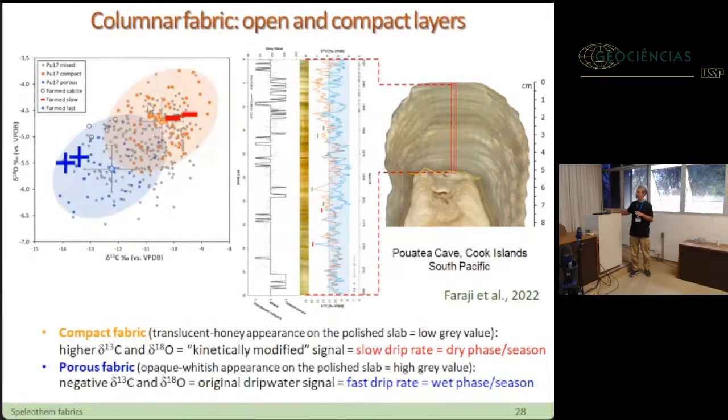So these blue and red ovals are the average area of the two end member fabrics: the compact fabric here in blue and the open fabric in red. So this distinction is the bread and butter of speleothem fabric. You can use it, of course you have to test it, but it's really the very basic start. And as we will see in the workshop, we can do it on the polished slab. We do not need a thin section in some cases. So this is the good news. We can do petrography just using the slab and high resolution images.